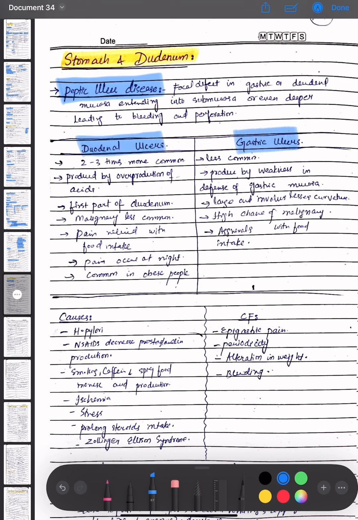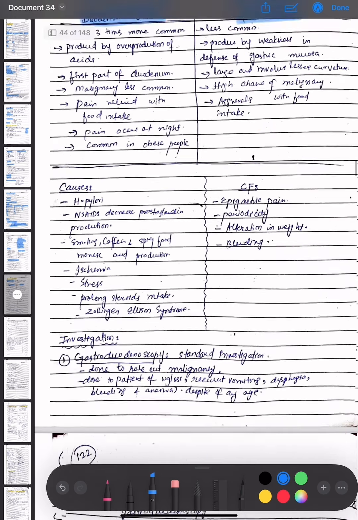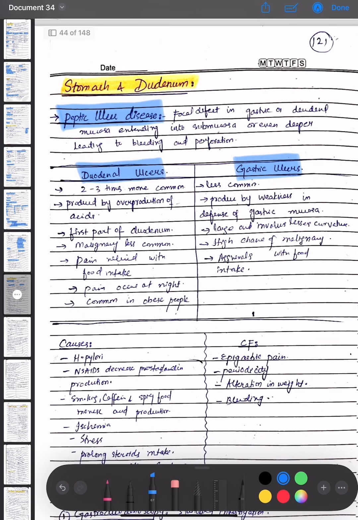Duodenal ulcers are 2 to 3 times more common, which are produced by overproduction of acids. First part of the duodenum is affected. Malignancy is less common. Pain relief with food intake. Pain occurs at night and is common in obese people. In gastric ulcers, they are less common, produced by weakness in defense of gastric mucosa, large and involve lesser curvature, high chance of malignancy is present, and it aggravates with food intake. Okay, so how we will differentiate these 2 ulcers, the duodenal and the gastric, by these symptoms.